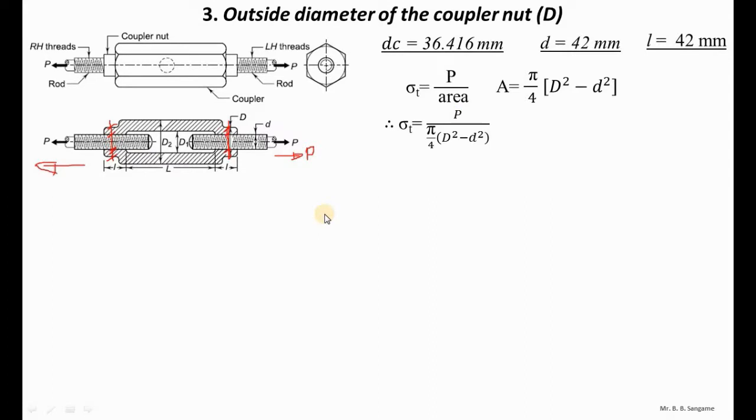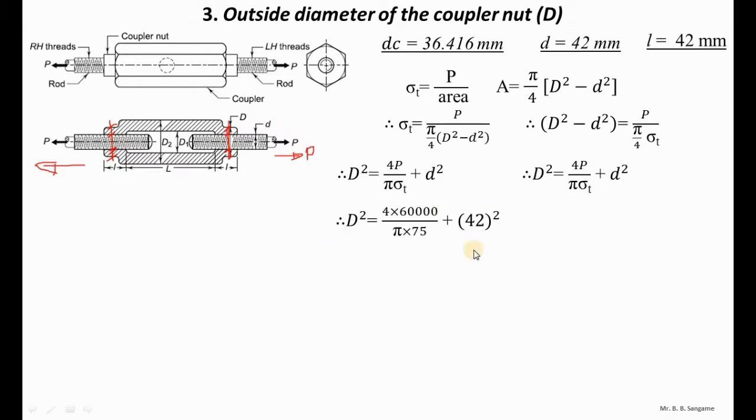Here we can rewrite this equation in terms of D square. D square minus d square is equal to P divided by pi by 4 into sigma T. So capital D square is equal to 4P divided by pi into sigma T, plus small d square. Let us calculate capital D, the diameter of the coupler nut. Putting in the values of P, sigma T and small d, by calculation I found that capital D, the major diameter of the coupler nut, is 52.75 mm.